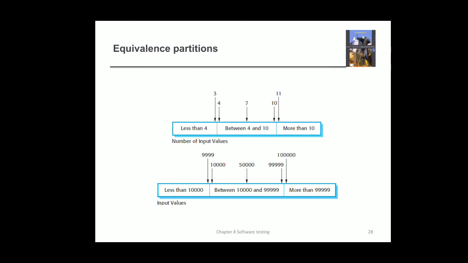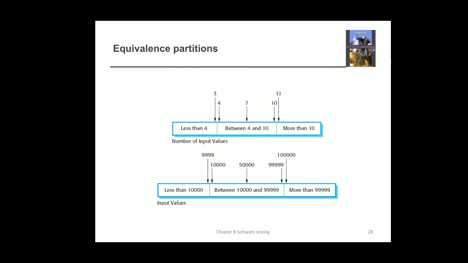If I give 1, 2, 3, up to 10 numbers, it's okay. If I give 11 numbers, 1, 2, 3, 4, 5, 6, 7, 8, 9, 10, and the next number is 11, that is more than 10 inputs, so our program should not work. So our permissible range is between 4 and 10. That is regarding the number of input values.